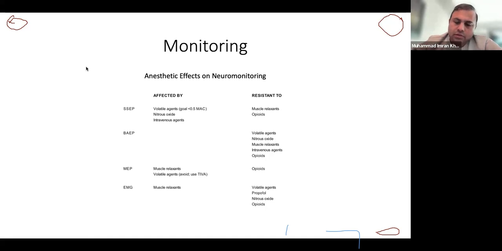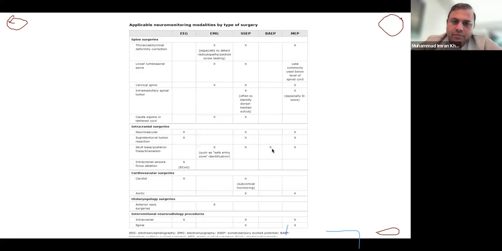very few surgeries. It is used in posterior fossa, but it's not the only one that is used. You use it along with SSEP, MEP, and EMG. So even though it is resistant, it is usually combined with either SSEP or MEP. And SSEP is affected by your volatile agents, your nitrous, as well as some of your intravenous agents, and it is resistant to your muscle relaxants. The MEP, of course, is affected by muscle relaxants.